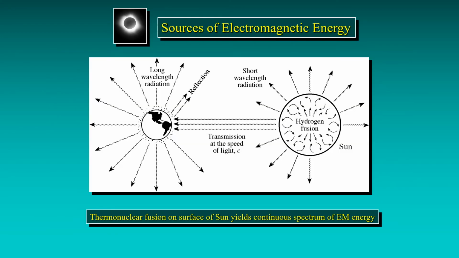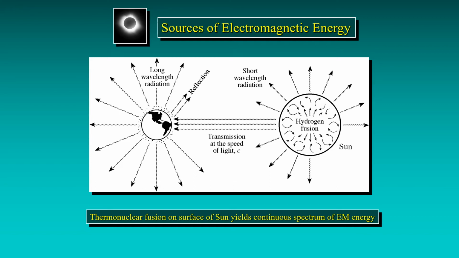So this is a diagram that illustrates part of what I was talking about, and specifically, this illustrates thermonuclear fusion that occurs on the surface of the sun, and that process actually generates a continuous spectrum of electromagnetic radiation. And what that means is that it's generating radiation across the entire electromagnetic spectrum, from very short wavelengths to very long wavelengths. So as we mentioned, the sun approximates what we call a 6,000 Kelvin black body.